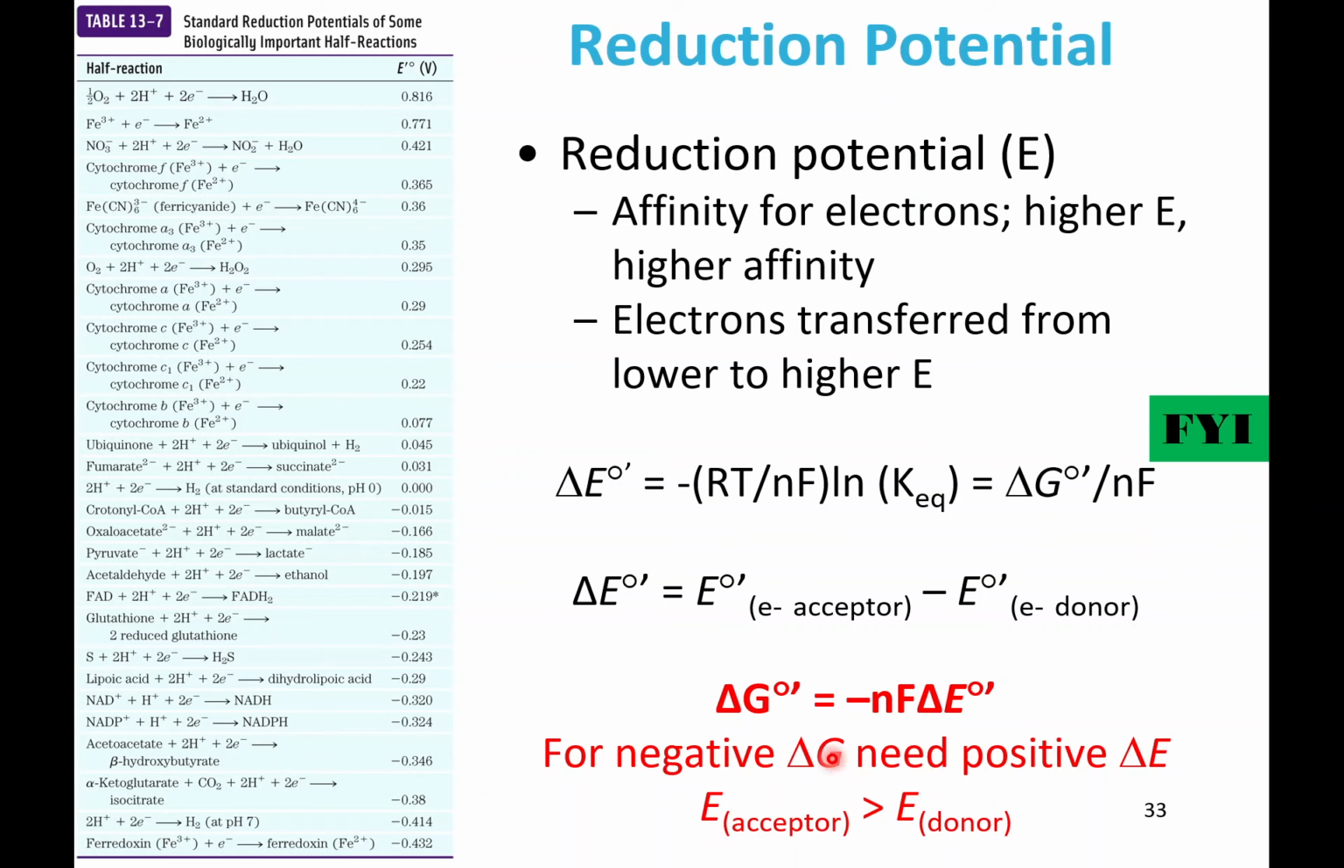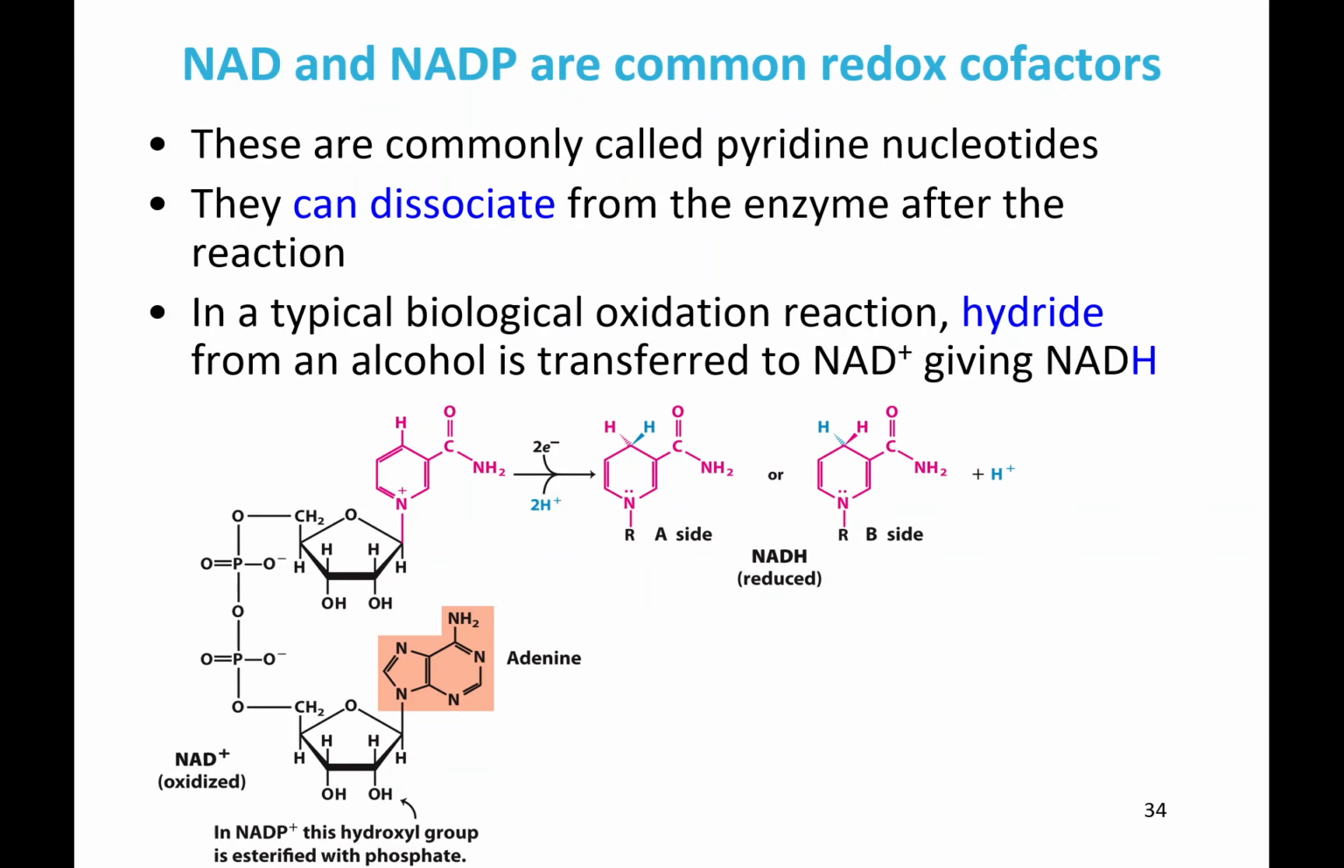So for a negative delta G, something that's spontaneous, you have to have a positive delta E. So that means the reduction potential of the acceptor has to be bigger than the reduction potential of the donor. Therefore, that's why electrons are transferred from things lower on this list to things that are higher. Some common cofactors that are used for electron transfer in proteins and in enzymes. Okay, NAD and NADP are probably the most common, at least that we'll see.